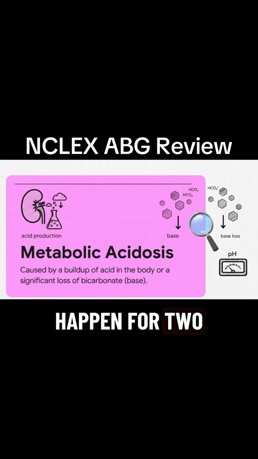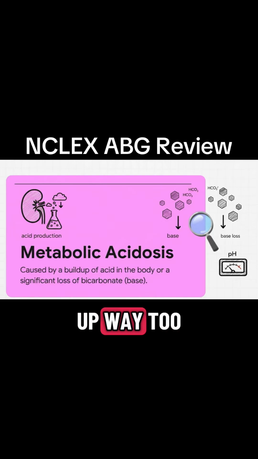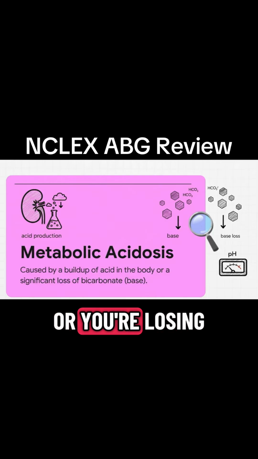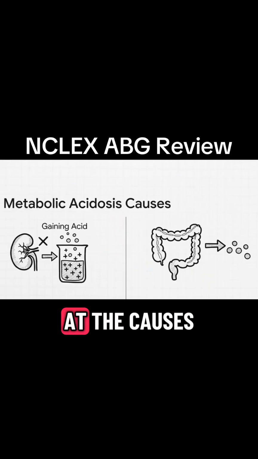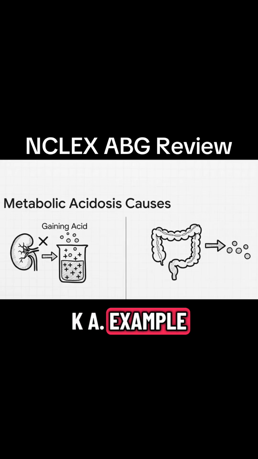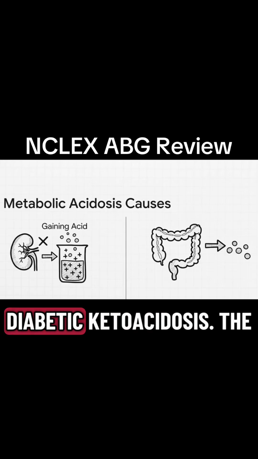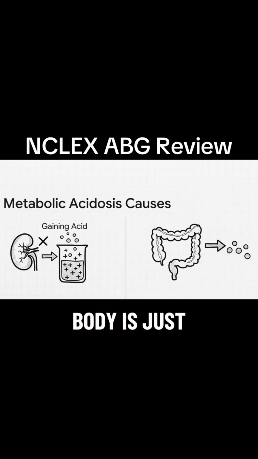Now this can happen for 2 main reasons. Either you're building up way too much acid in your system, or you're losing your base. So let's look at the causes. On the gaining acid side, the classic NCLEX example is DKA, diabetic ketoacidosis. The body is just churning out these keto acids.